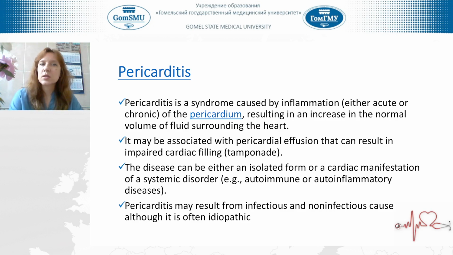Pericarditis. Next, our disease. Pericarditis is a syndrome caused by inflammation, acute or chronic, of the pericardium, resulting in an increase in the normal volume of fluid in the pericardial space around the heart. It may be associated with pericardial effusion that can result in impaired cardiac filling, tamponade. The disease can be an isolated form or a cardiac manifestation of a systemic disorder, autoimmune or autoinflammatory disease. Pericarditis may result from infectious and non-infectious causes, and it is often idiopathic.